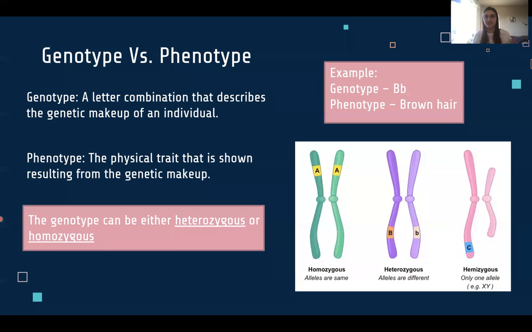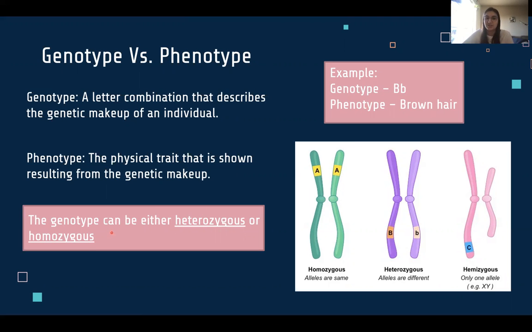So genotype versus phenotype. Our genotype is a combination of letters that describes the genetic makeup of an individual. Our phenotype is the actual physical trait that is shown. So that's what we can see with our eyes. For example, a genotype could be big B, little b. And what we see with our eyes is that that person has brown hair. So you can kind of think of it as genotype describing what's happening inside of us, whereas phenotype is showing what we can see outwardly.